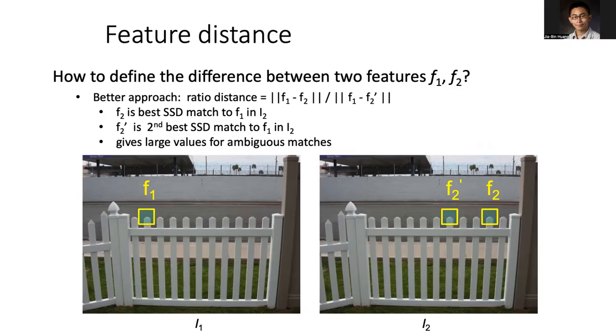I can use that ratio to tell me whether the matches are ambiguous or not. If the ratio is large, close to 1, then it's an ambiguous match because the second closest and the first closest are similar. We don't want ambiguous matches.